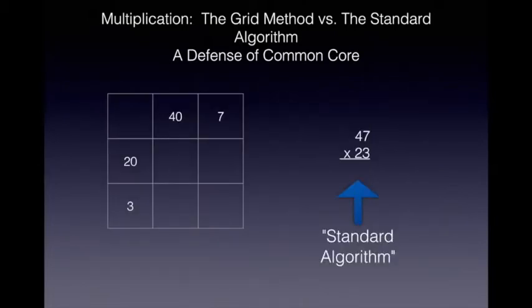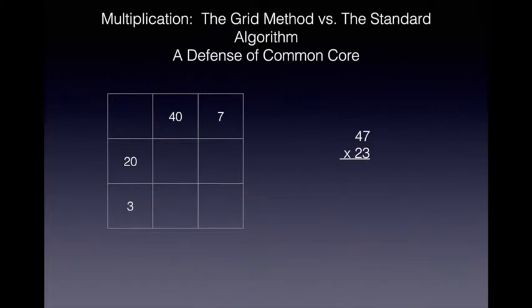So first, a little terminology. The method on the right, the old one that we've all known and loved from years and years ago, that's called the standard algorithm. And the method on the left, we're going to call that the grid method. And I'm going to go through both methods really quick, although I know you probably know how to multiply numbers, just to point out a few things about each.